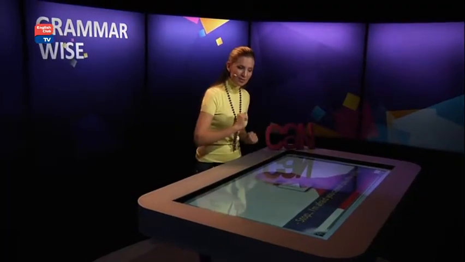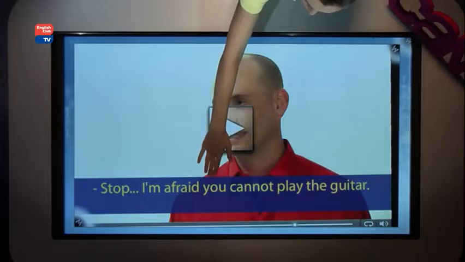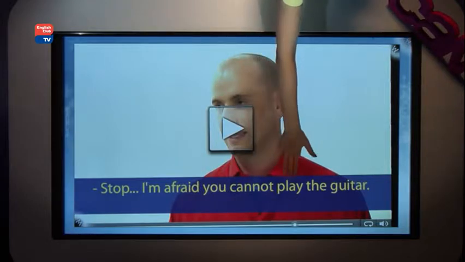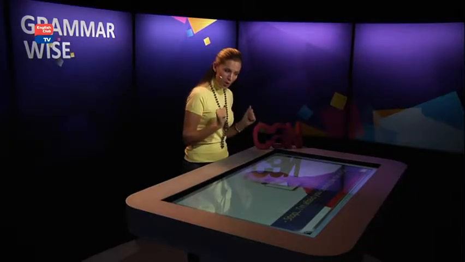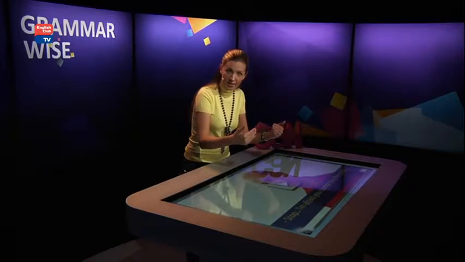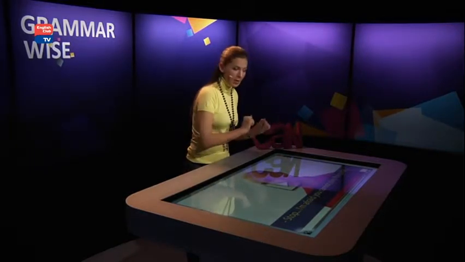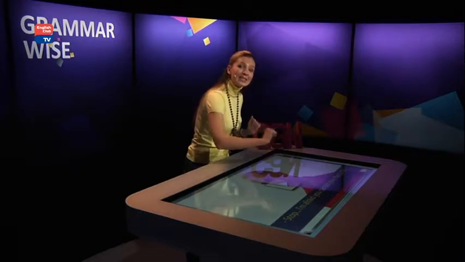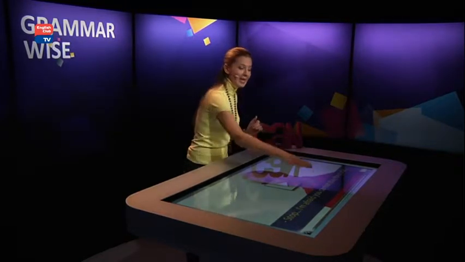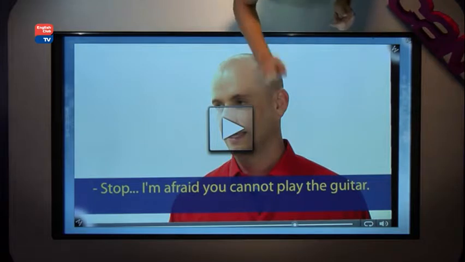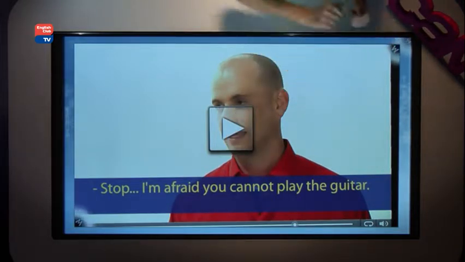Okay, let's look at this sentence attentively. You cannot play the guitar. So, if we want to make a negative sentence, at the beginning we will have subject, like in positive one, but then we will use a negative form of the verb can, cannot. Please pay attention that cannot we write as one word. You cannot play the guitar.